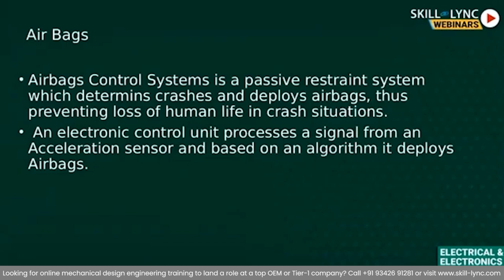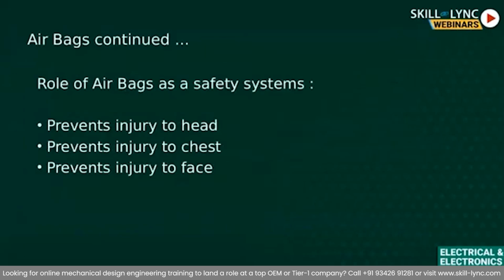It is a passive restraint system which determines crashes and deploys airbags, thus preventing the loss of human life in crash situations. An electronic control unit processes a signal from an accelerator sensor, and based on an algorithm, it deploys airbags. The role of airbag is to prevent injuries to vital parts of human body. What are the vital parts of human body? It's head, chest, and face.